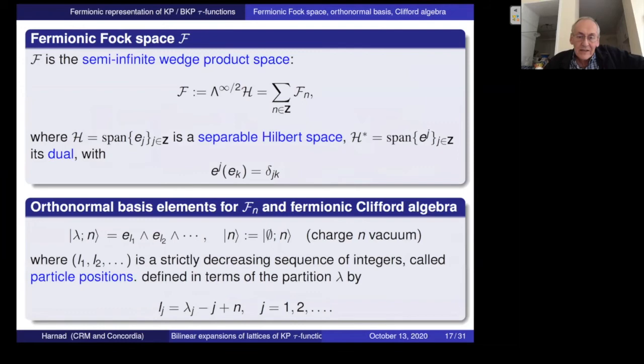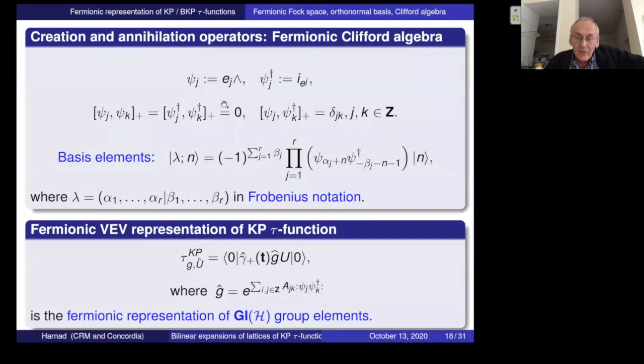So this is an abbreviated form of the generators of the corresponding Clifford algebra, the so-called Fermi creation operator, which is exterior multiplication by a basis element, or an annihilation operator, which is an interior multiplication by a dual basis element. It satisfies the standard generating relations of the Clifford algebra, which are the usual anti-commutation relations. And a basis element is labeled by the partition and the sector it is in. And it's very easy to see that this is the way to construct the basis element.